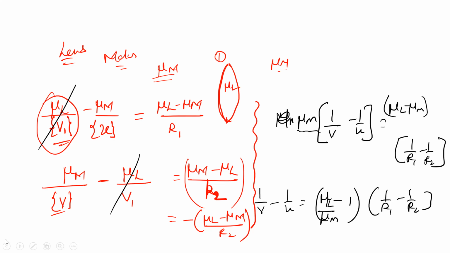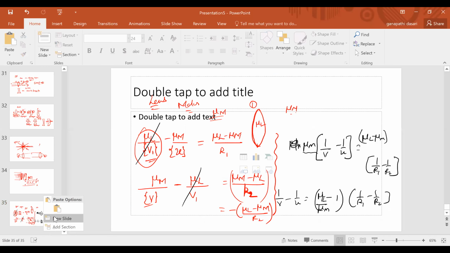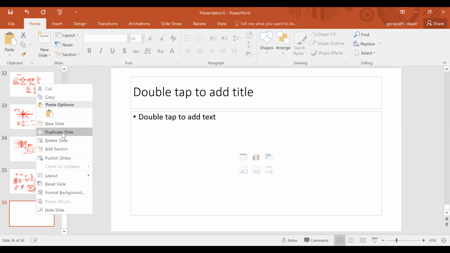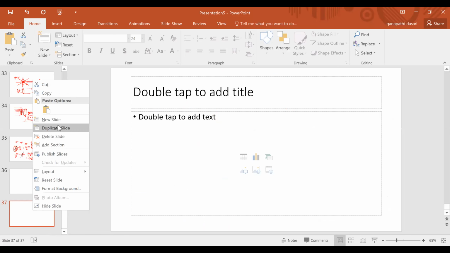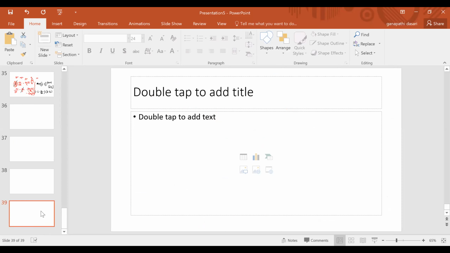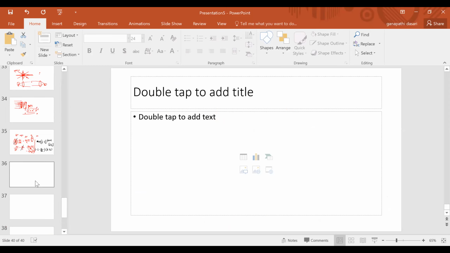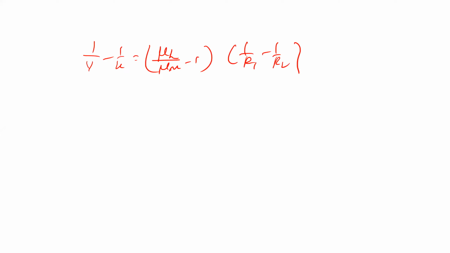So now carefully see. If you add them, what will you get here? 1 by v minus 1 by u is equal to mu L divided by mu M minus 1 into 1 by R1 minus 1 by R2. Do you accept this or not?